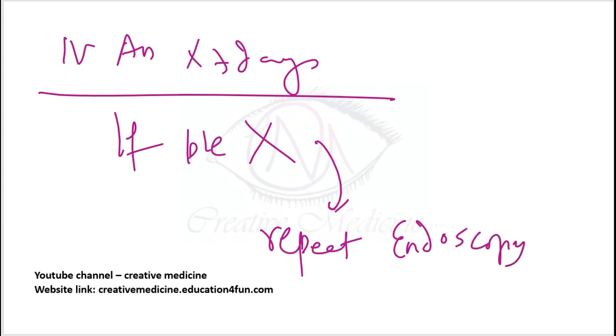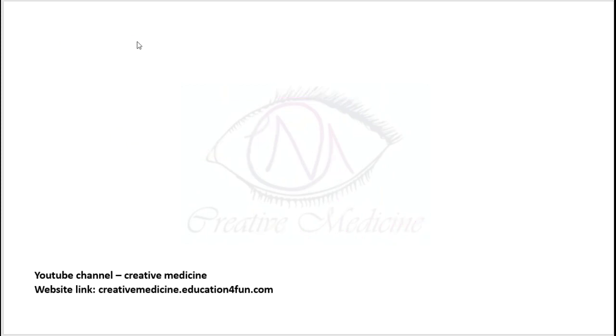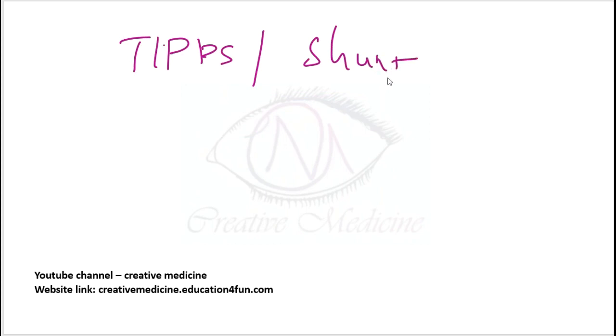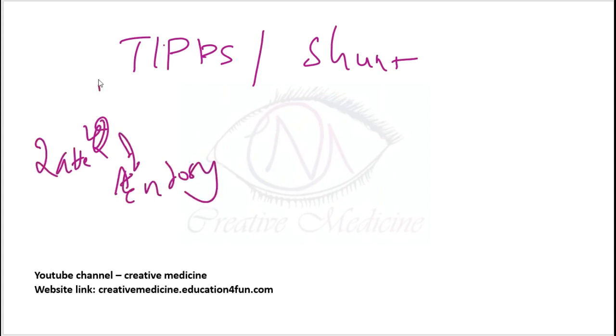Then you can also go for surgical intervention, that is, you can do a transjugular intrahepatic portosystemic shunt, TIPS, or you can put any type of shunt. When do you do that? When 2 attempts of endoscopic sclerotherapy or ligation have failed, then you can do TIPS or a shunt can be put.